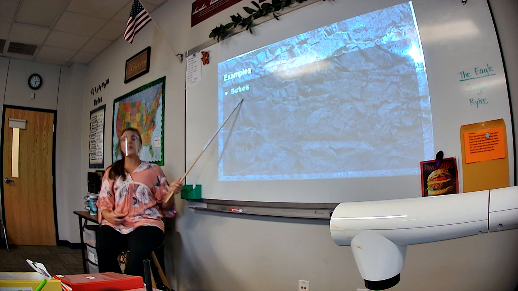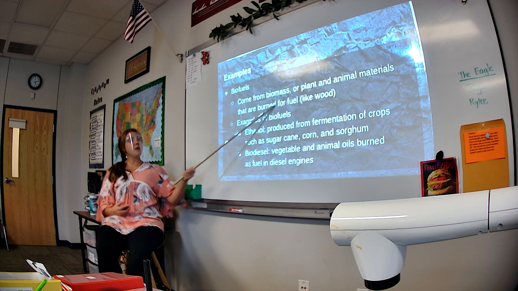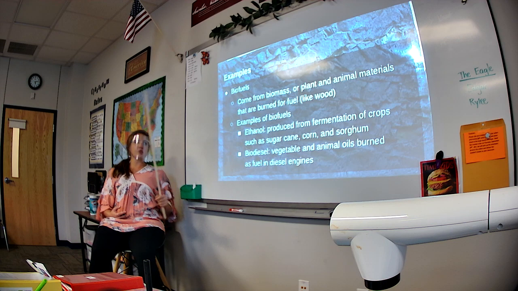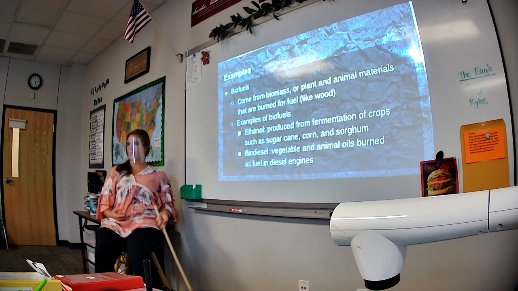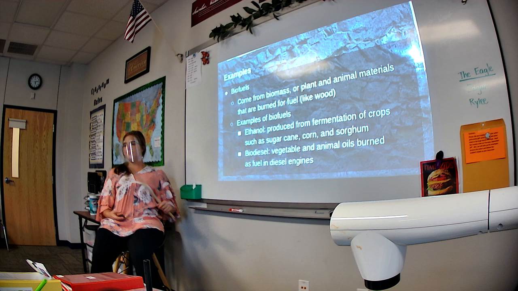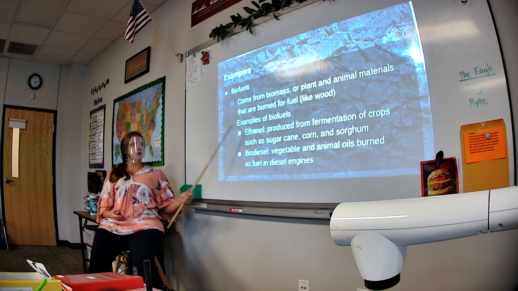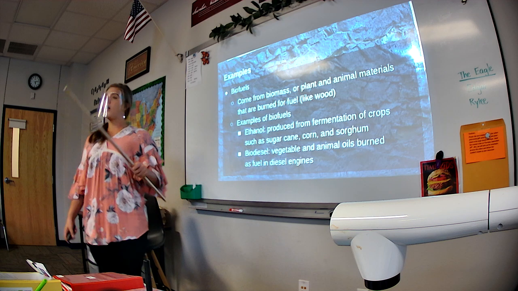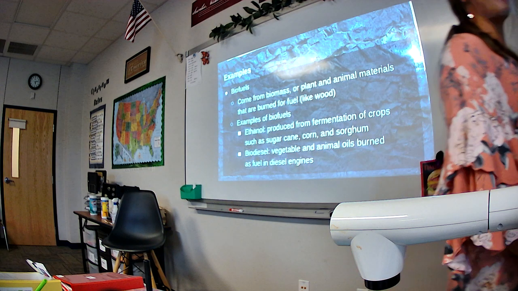So this is fuel that comes from a living thing. It comes from biomass or plant or animal materials that are burned for fuel. For example, wood. That would be a biofuel. Now, biofuel typically produces a very small amount of energy, but it can be done. Okay? Couple examples. Ethanol. The next time you go to the gas station with someone who's filling up their car, look at the gas pump and see if there is a percentage of ethanol.